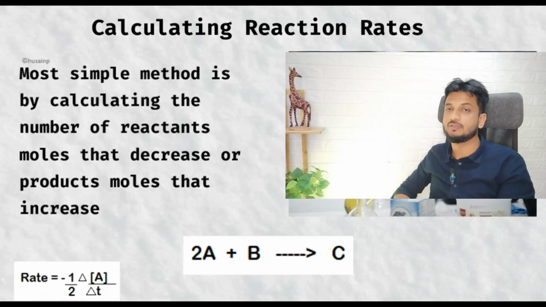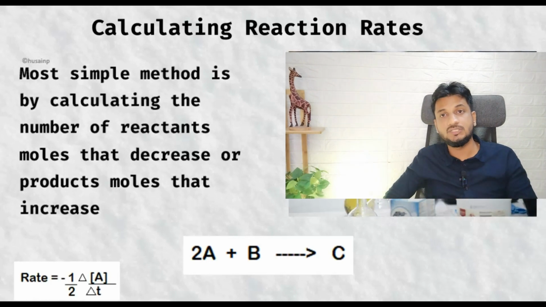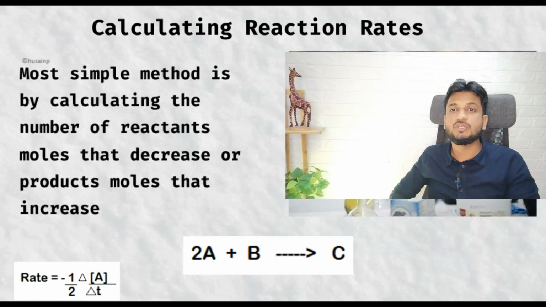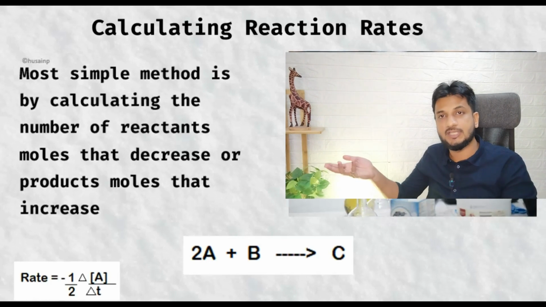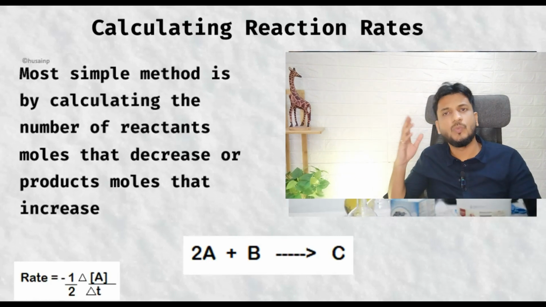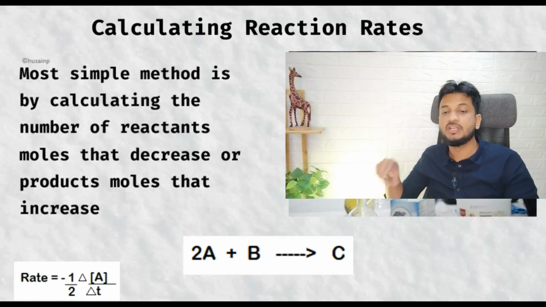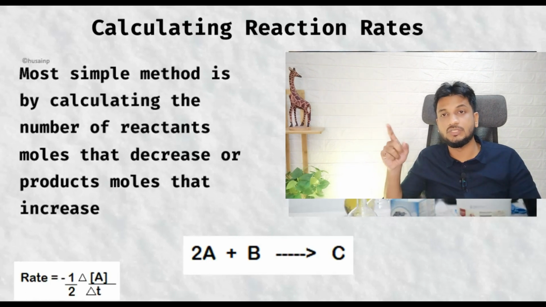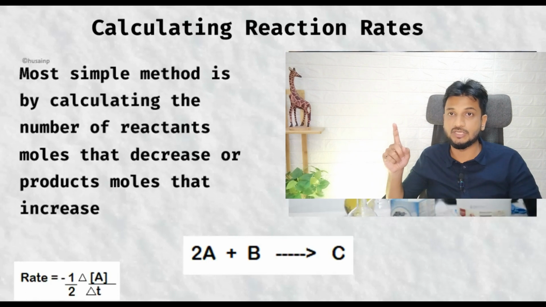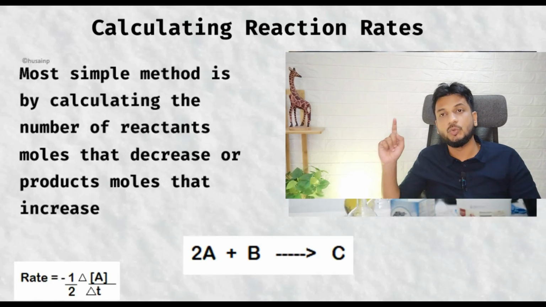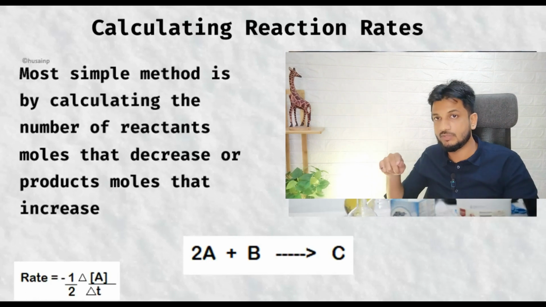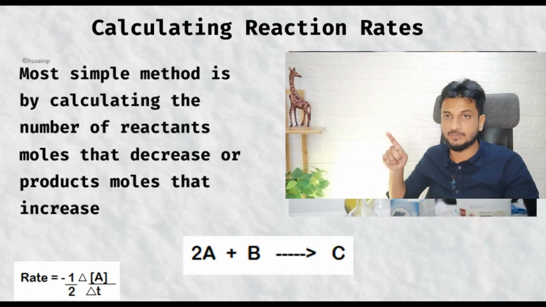So, what will be the formula? The formula will be rate is equal to minus 1 over 2 times change in the amount of A over change in time. Now, you may ask why 1 over 2? Because there is a 2 in the balancing or the stoichiometry of A in the reaction. So this is very important, guys. When you're writing the rate formula, the coefficient of balancing goes down in the rate formula as the denominator.